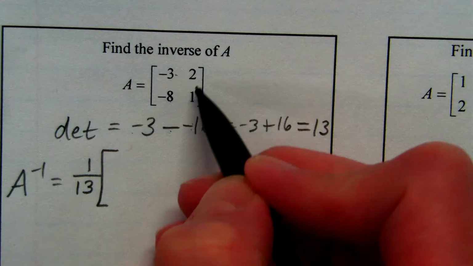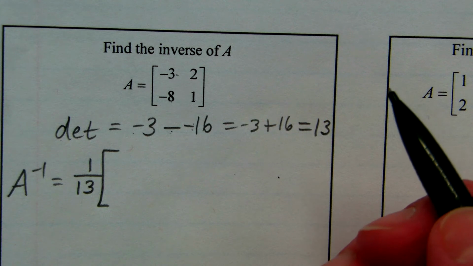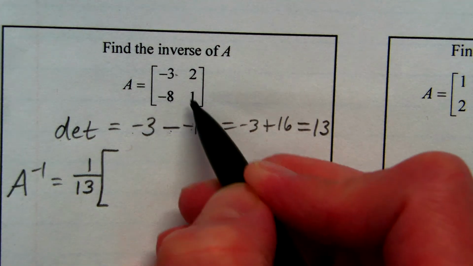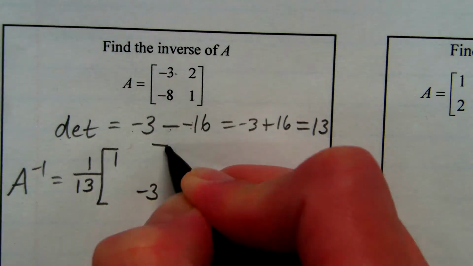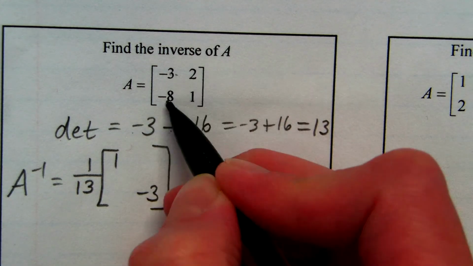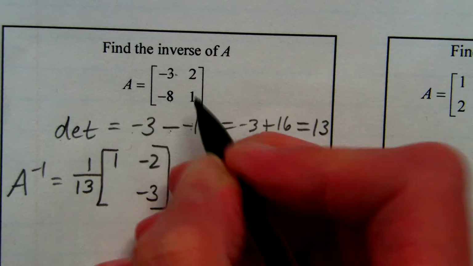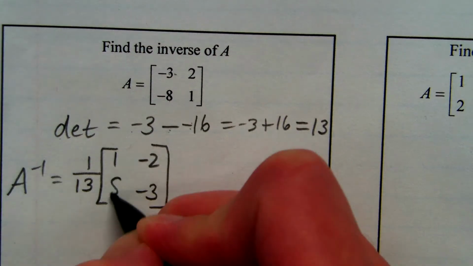So what do we need to do with the matrix now? You've got to flip A and D. Okay, so flip A and D, so that's a -3 and 1. So 1's going to go here, -3 is going to go there. And then just change the sign. So this will be -2, and then -8 makes it +8.